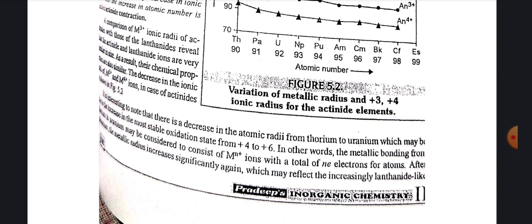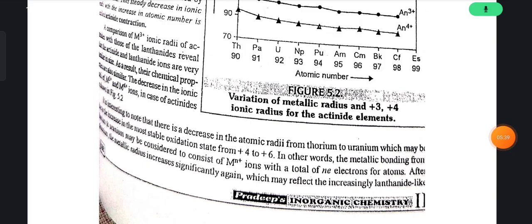A comparison of M3+ ion radii of actinides with those of the lanthanides reveals that the actinide and lanthanide ions are very small in size. As a result, their chemical properties are also similar. The decrease in ionic size in the case of actinides is as given below.